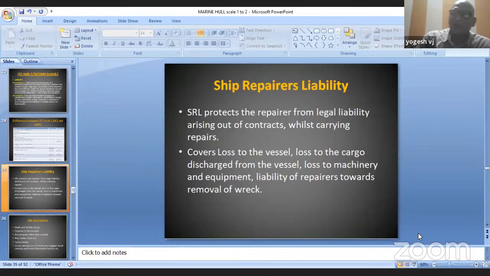Sometimes what happens, ship breakers also have to take insurance. Now why in ship breaking, what is there? In ship breaking, if the engine is wanted by the owner, and during ship breaking you broke the engine, it is a liability, isn't it? So sometimes ship breakers also take insurance.